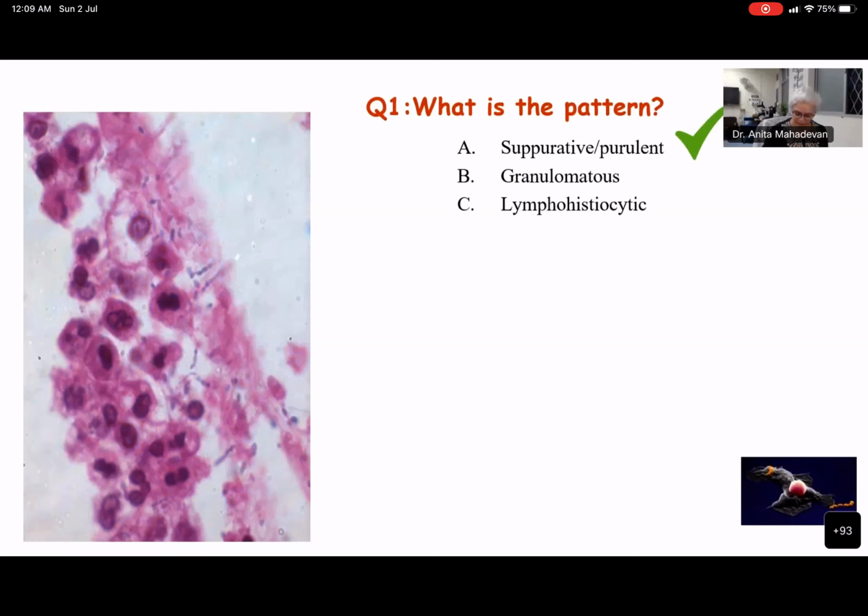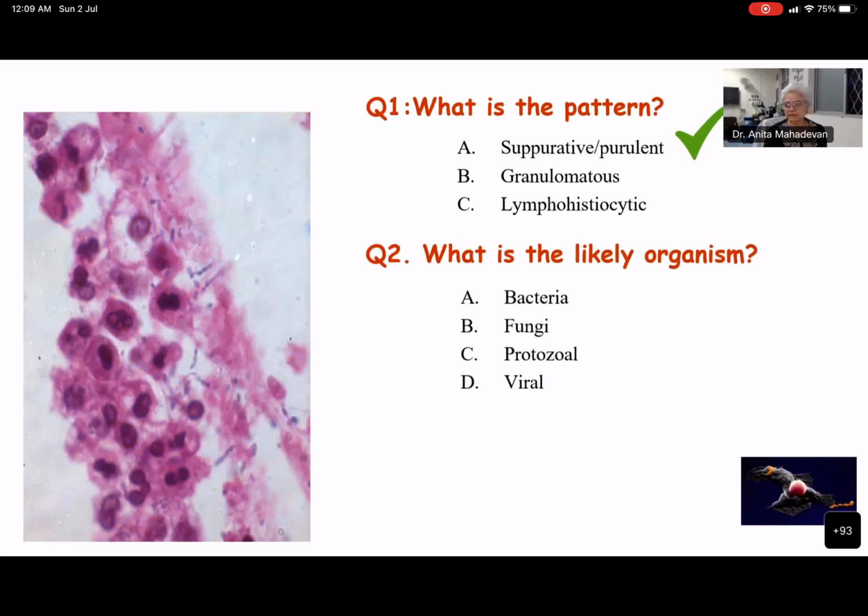Excellent. But the question doesn't stop there. The second question is, if you think it is suppurative, what is the most likely organism? Very simple. Fungal. How many of you think fungal? Chat is full of A. Bacterial. Chat is full of bacteria. Okay. And online we have some saying fungal. Who said that?